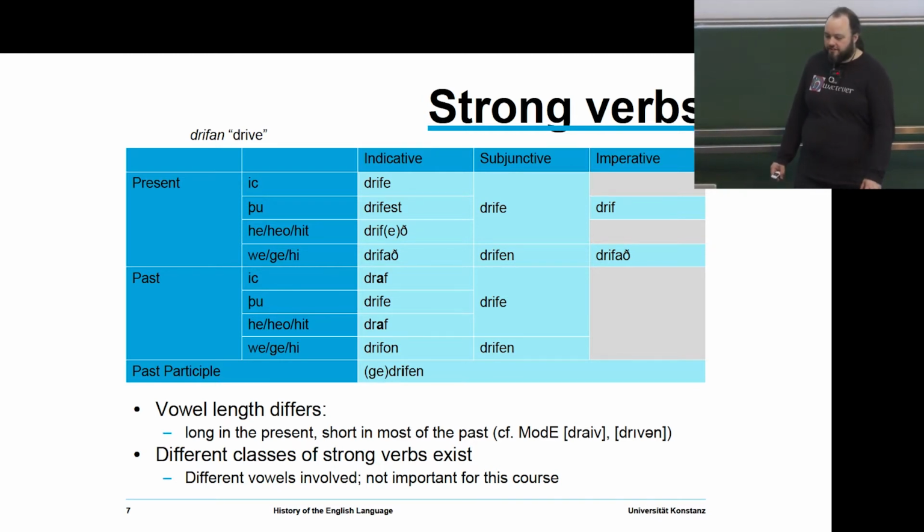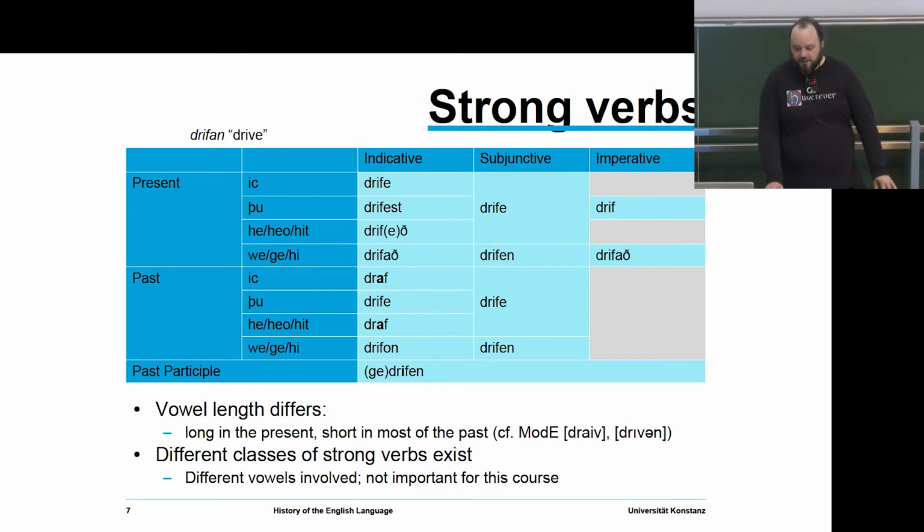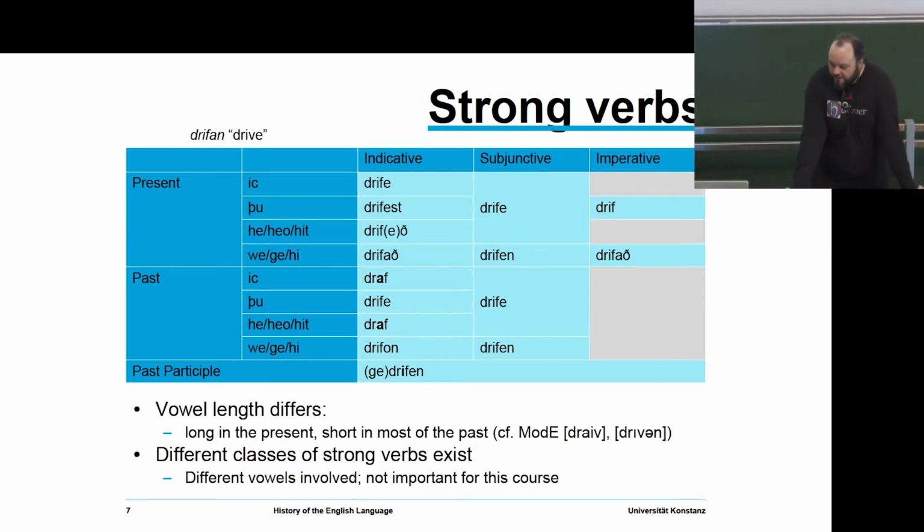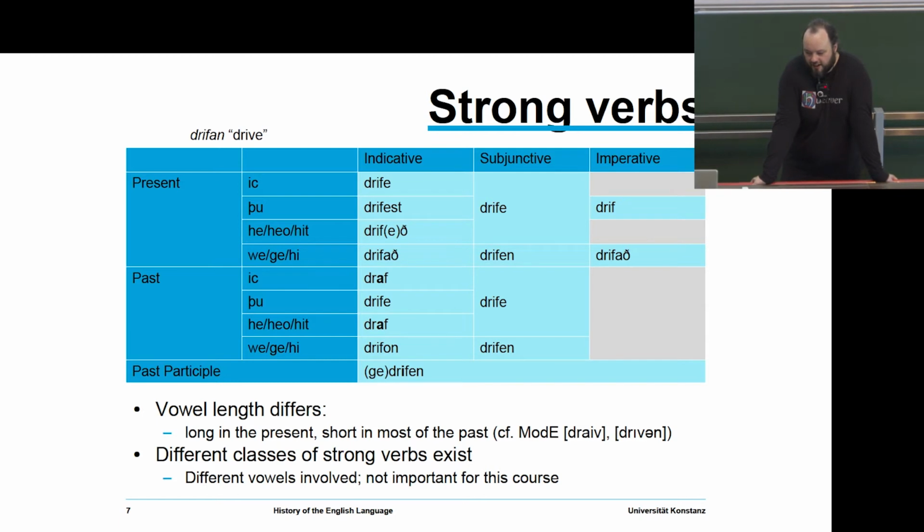So we've got a system that starts ich drive, du drivest, and he driveth. And this verb, drivan, is directly cognate with the German verb treiben. So this ich drive is ich treibe, du drivest is du treibst, and he driveth is treibt.